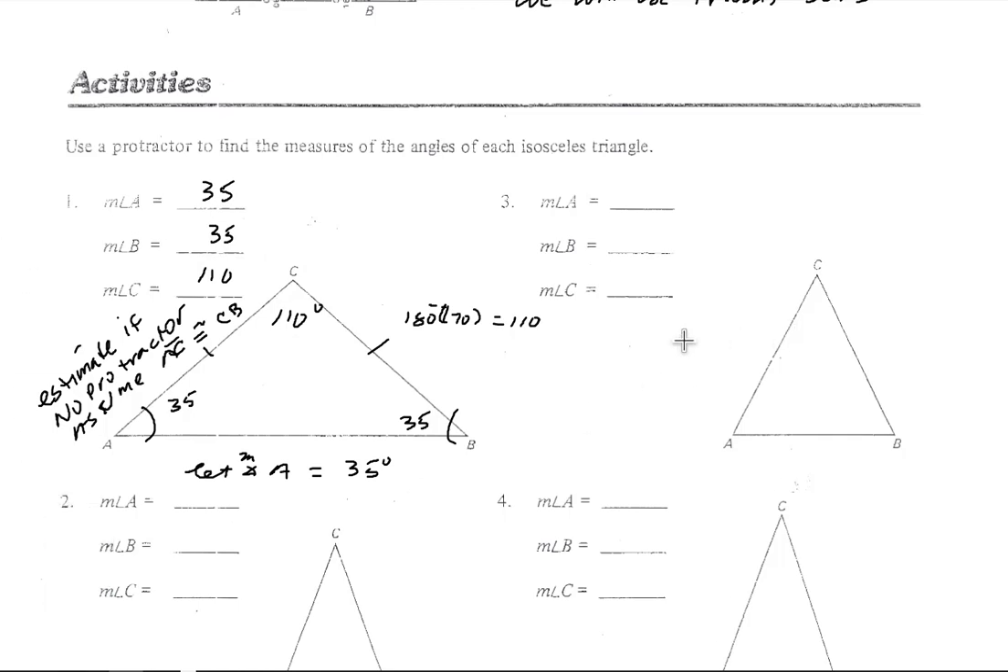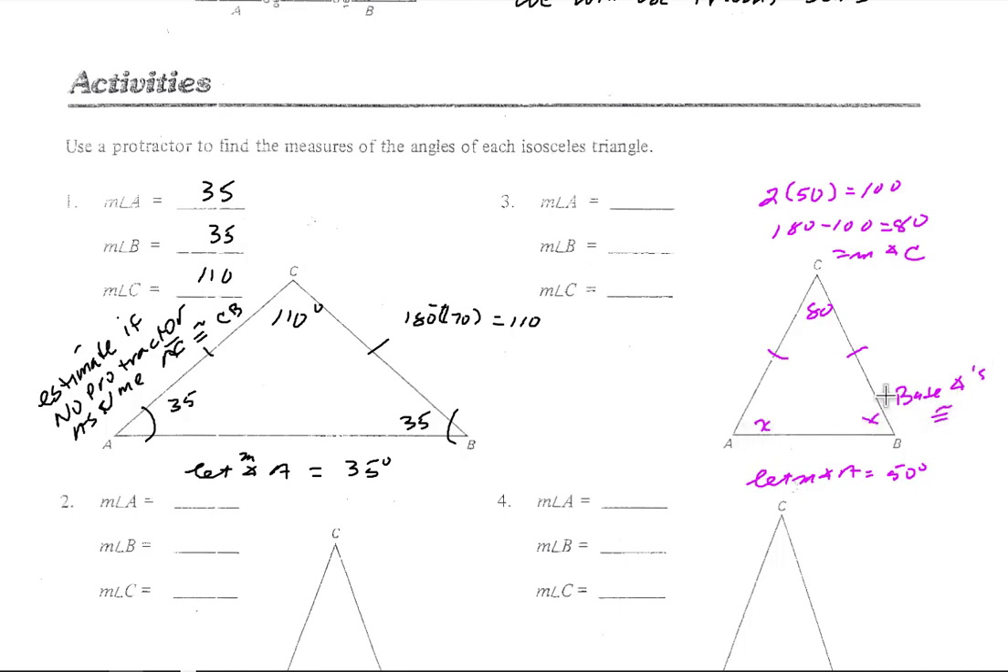If we go over to number 3, let's see, what will we do for that one? Let's let angle A be 50 degrees. So it means angle B is 50 degrees. And if we do 180 take away 100, which is twice the 50, we end up with 80 degrees for the vertex angle at C.